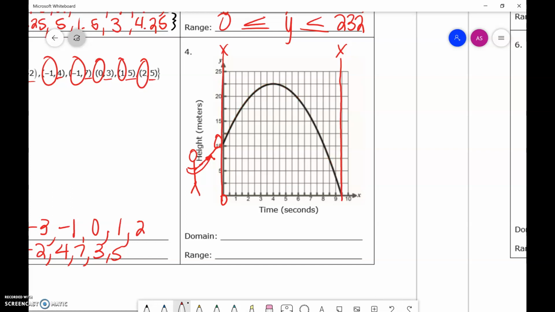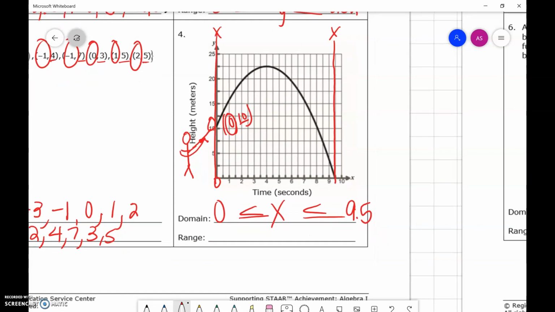So basically, if I'm looking at domain, I'm looking at the time that it was in the air. A lot of people put 10 because they saw that 10 there as the y-intercept. This point is 0, 10. So I have to put 0 for my time because time starts at 0. And then the ball will be on the ground at 9.5. Again, it's a real world scenario, so it's going to be equal to because those times are included in our domain.